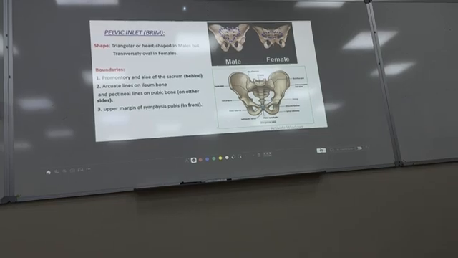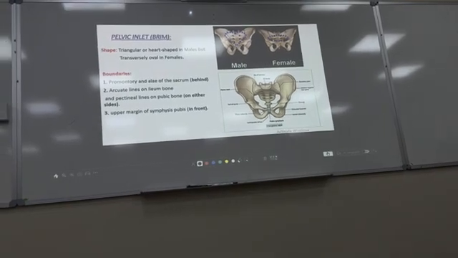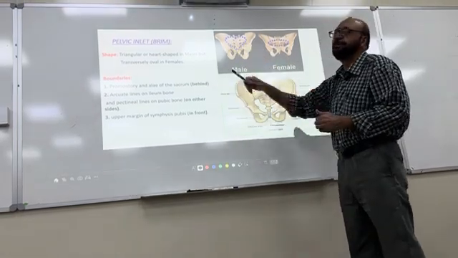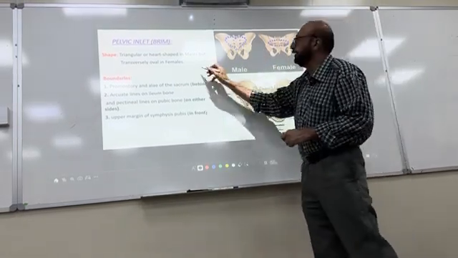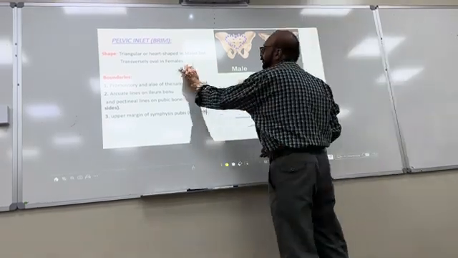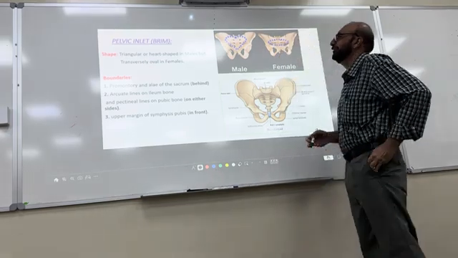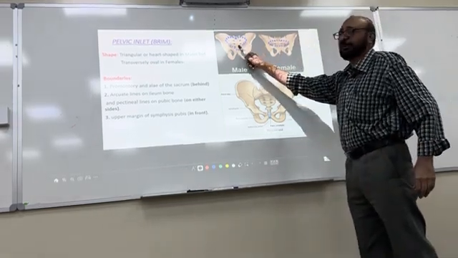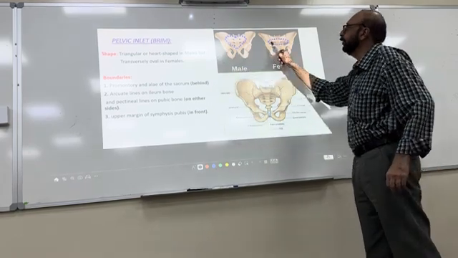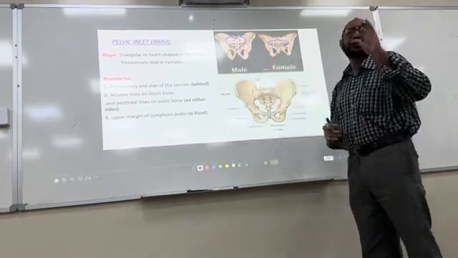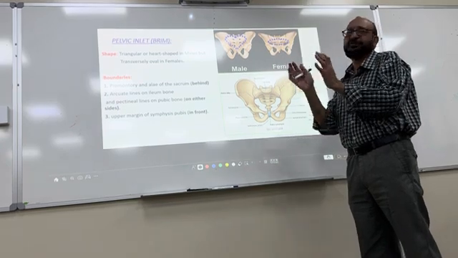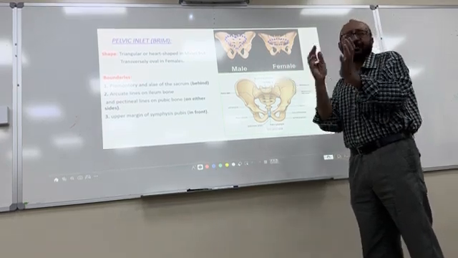The pelvic brim shape is triangular or heart shaped in males. Like the heart symbol. So here is the pelvic inlet, triangular or heart shaped in males, but transversely oval in females. We are focusing now on how the male and female pelvis differ.